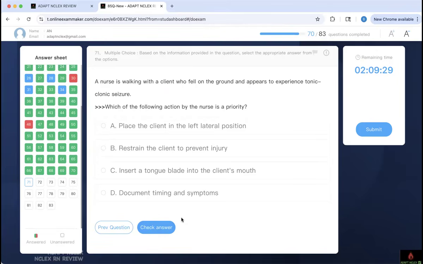The patient is having tonic-clonic seizures. What will you do? Place the client in the left lateral position. Restrain the client to prevent injury. Insert a tongue blade in the client's mouth. Document the timing. Which one should be a priority?